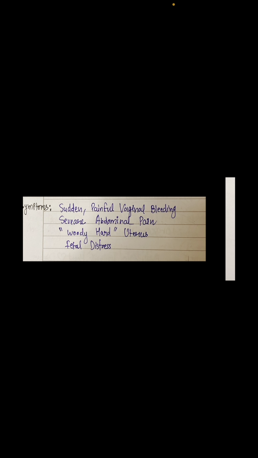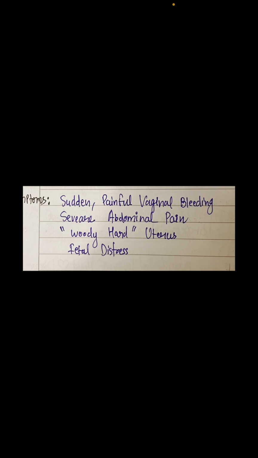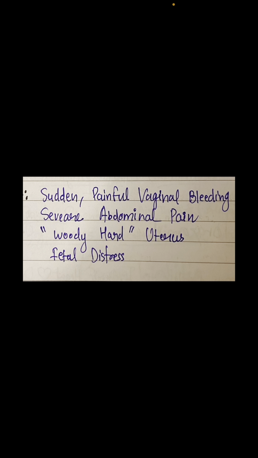First of all, the symptoms are important. This symptom is exactly important: the sudden, severe, painful onset. There will be a sudden appearance of pain and painful vaginal bleeding. This is what we are going to see in the KROK questions as well, that the abruption occurs very suddenly. So there will be severe abdominal pain and a woody hard uterus.